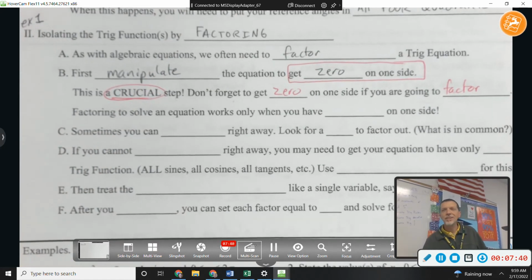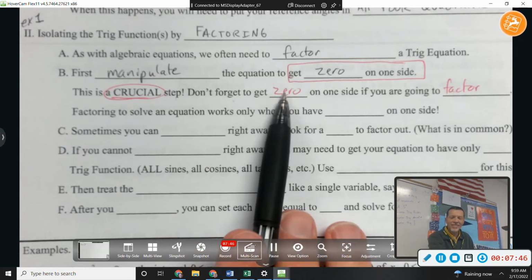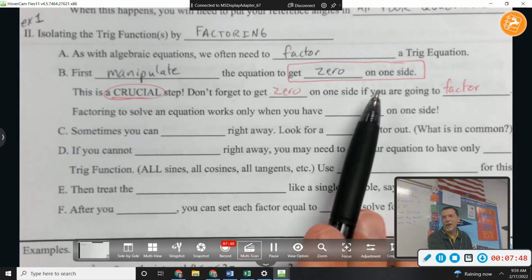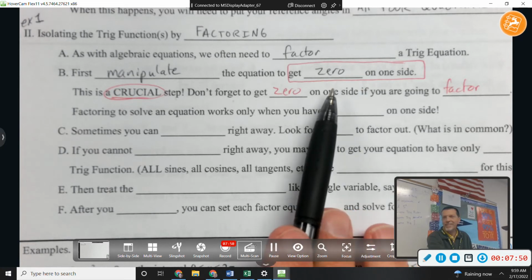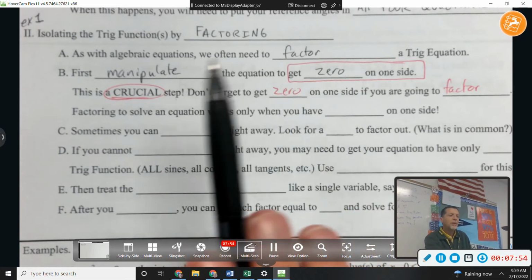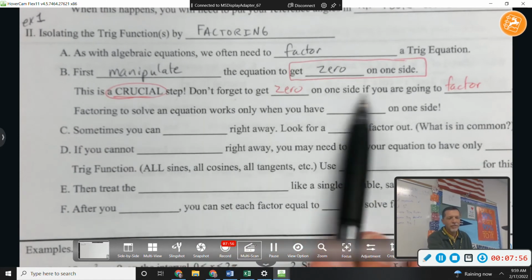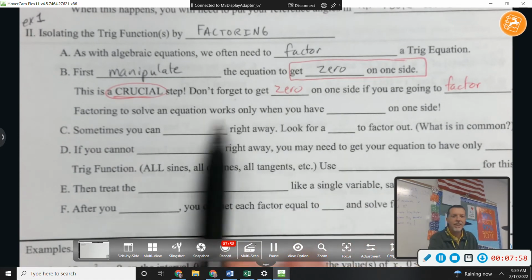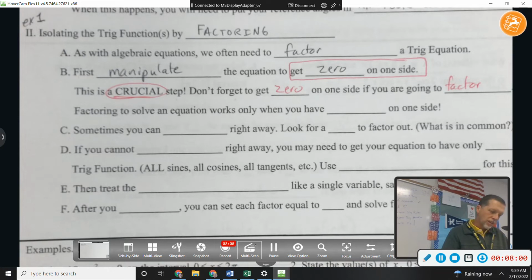That's a little repetitive in the notes there. I guess I can say this: it reminds me sometimes in the Bible, like the authors will say the same thing back to back. It's like, this is really important, I'm going to say it twice. Get 0 on one side. Hey, by the way, if you're factoring, get 0 on one side. That's repetitive, but it's important.